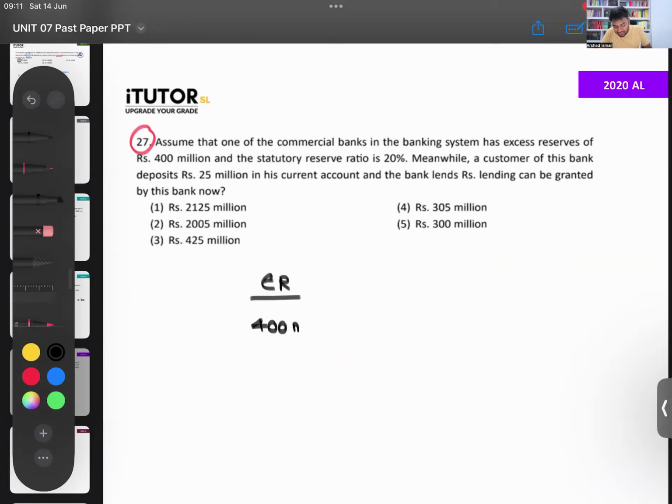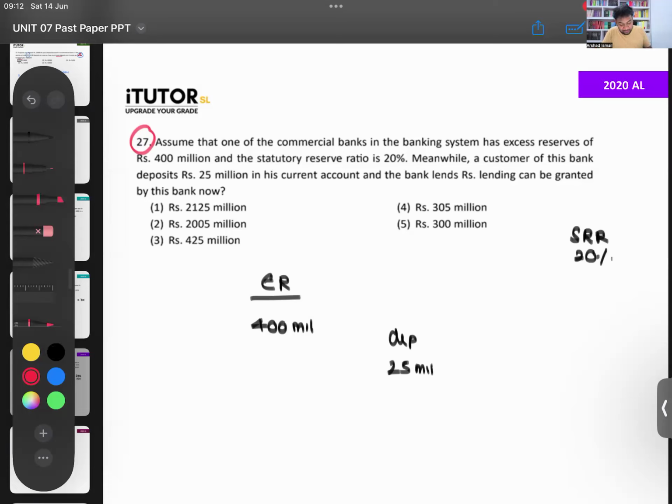What can they do with that? They can give those as loans. And the SRR is 20%. Okay, so somewhere down the line, they have told you SRR is also 20%. Meanwhile, a customer of this bank deposits 25 million in his current account. So there is a customer who deposits another 25. Okay. Can you all complete this question for me?